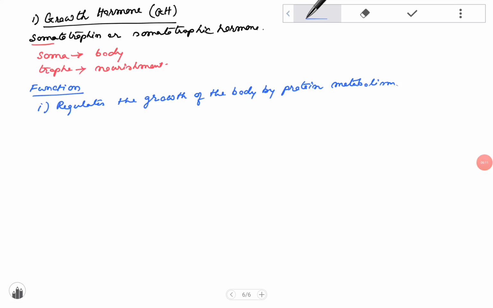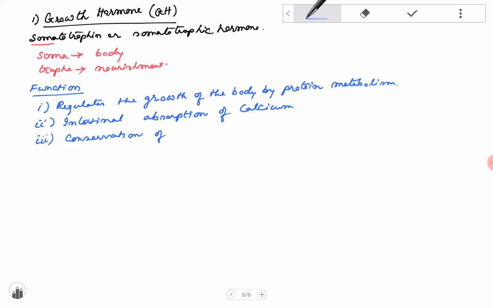Next function is intestinal absorption of calcium. Calcium ion absorption in the intestine and conservation of glucose. There are other functions also, conservation of glucose. So within the scope at present is this.